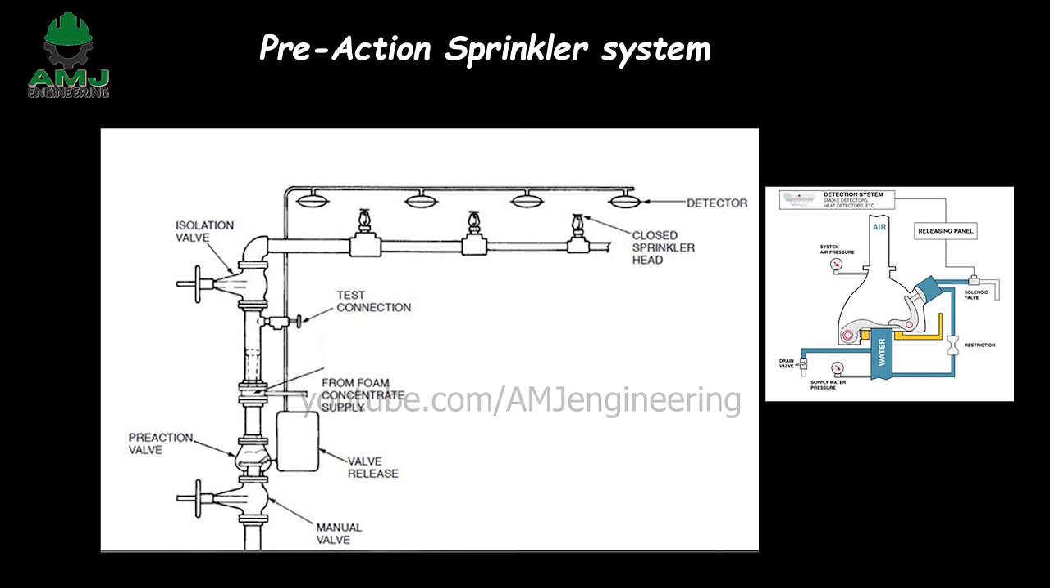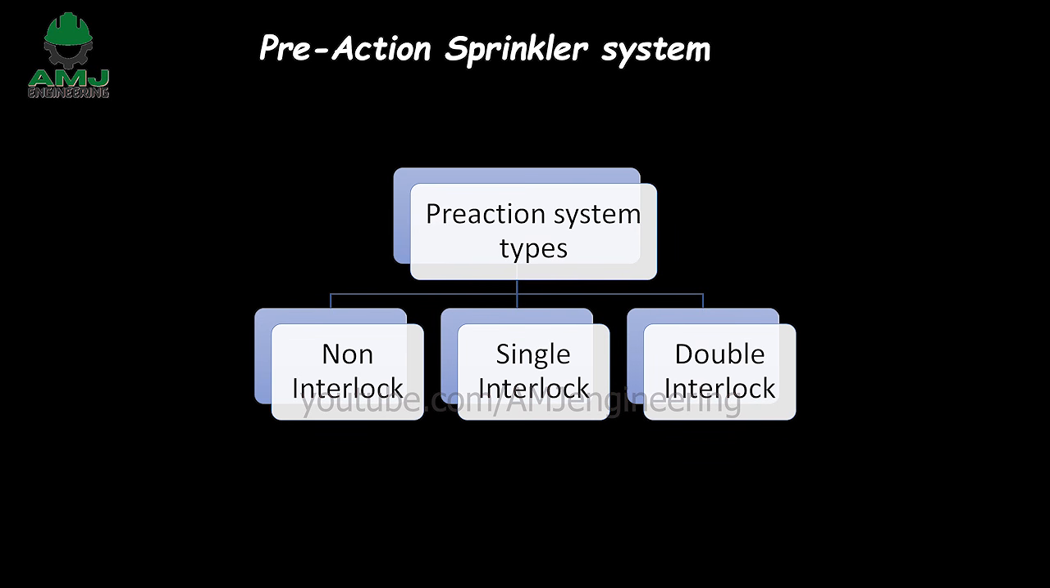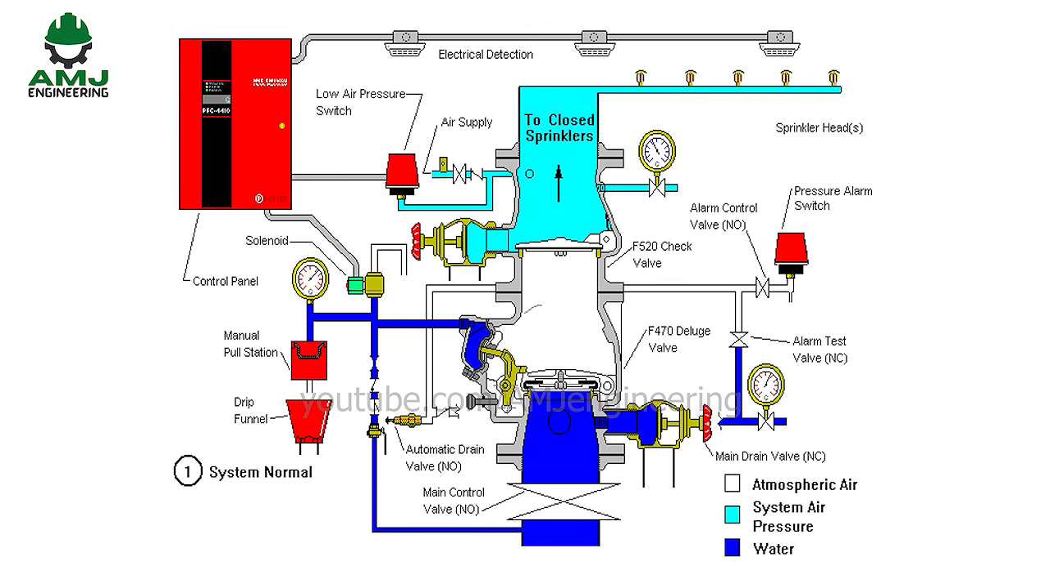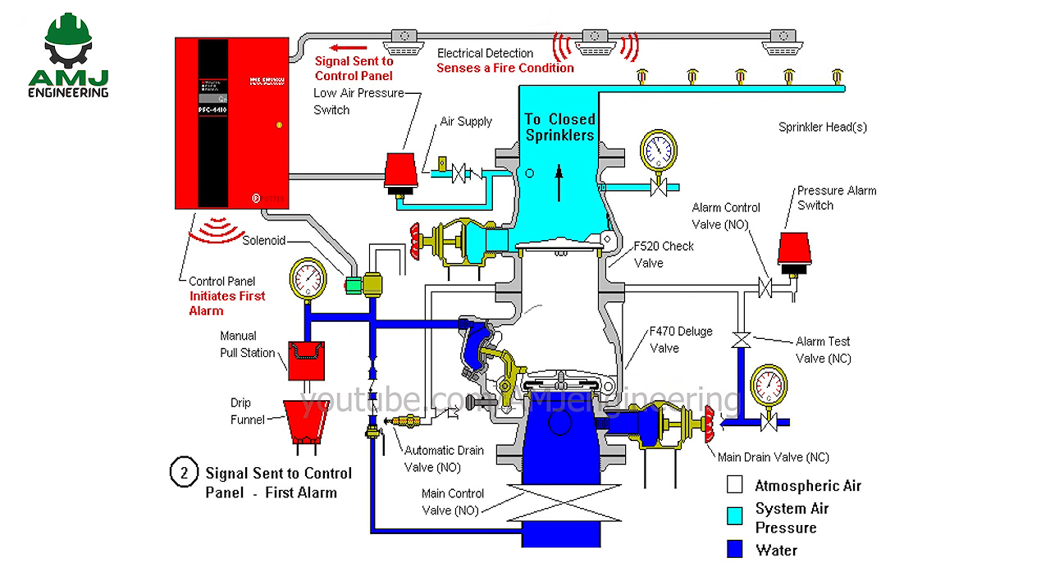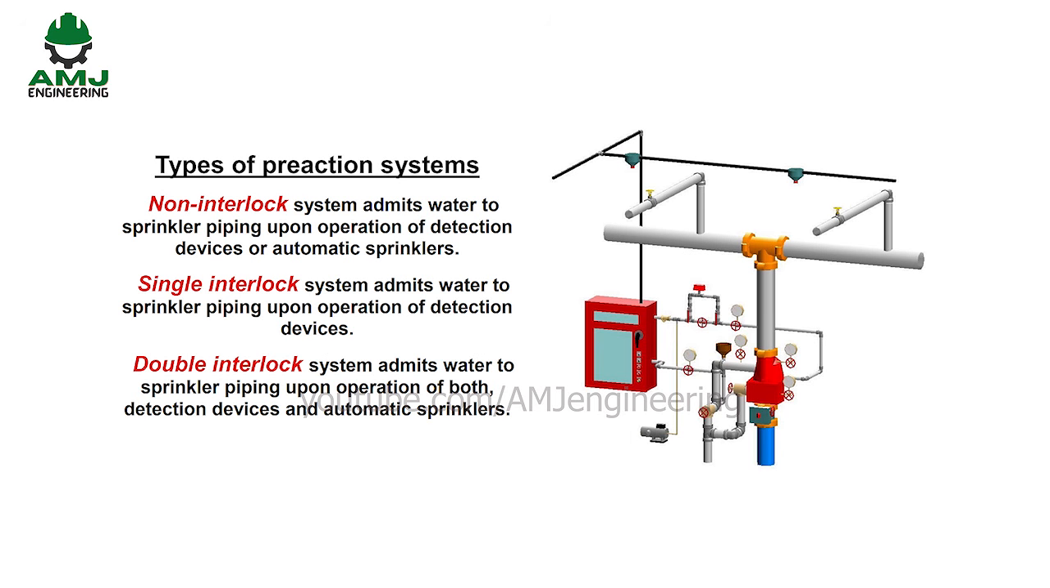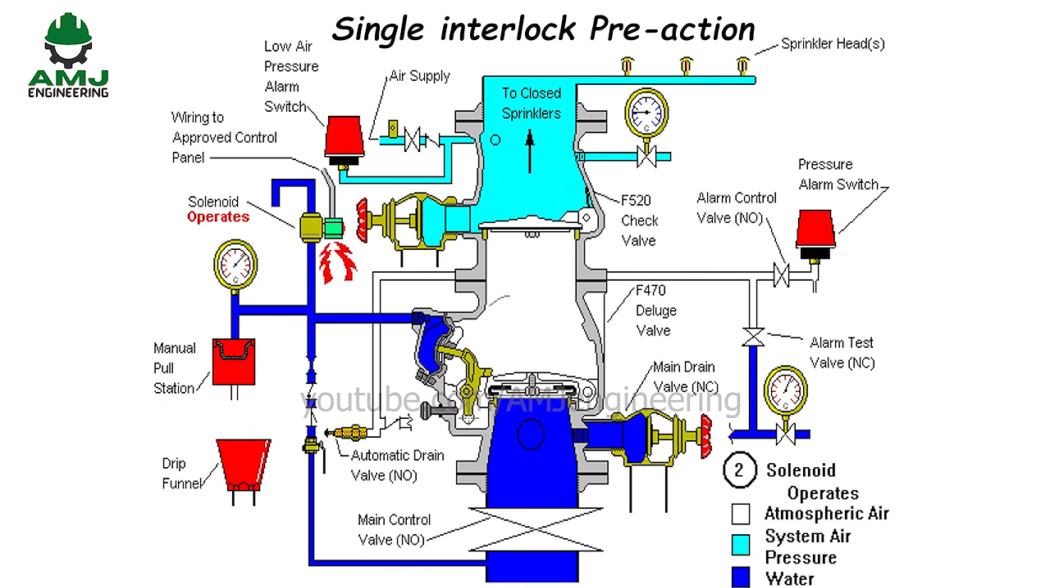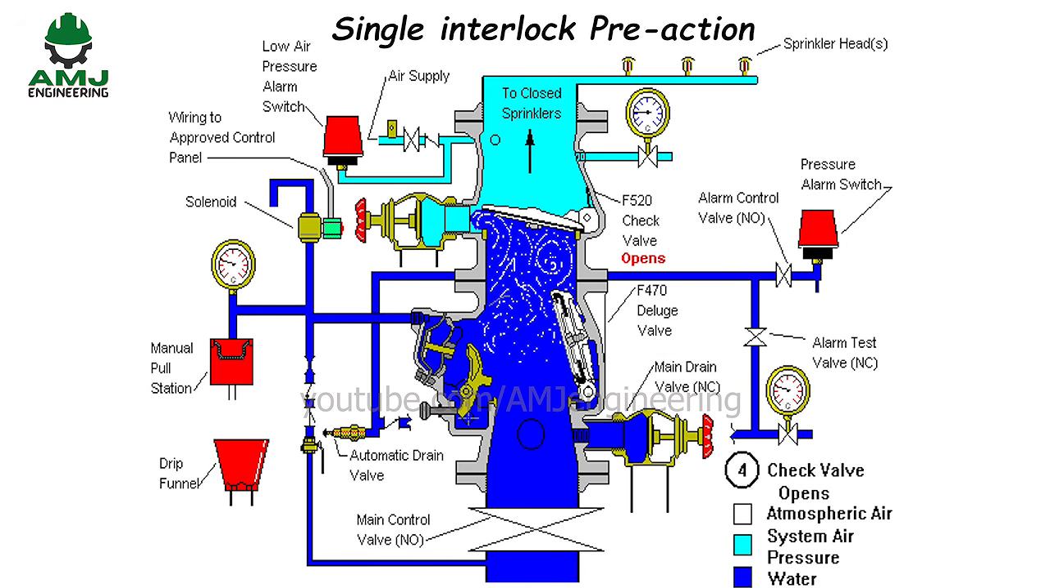Means of operating the pre-action valve depends on which of the 3 types of pre-action systems, non-interlock, single interlock or double interlock, is installed. Pre-action valve operation is dependent upon one or two of the following events occurring: sprinkler activation and detection device activation. A non-interlock system requires only one of either event to occur before water is admitted into the system. A single interlock system is activated only upon the event of detection device activation.